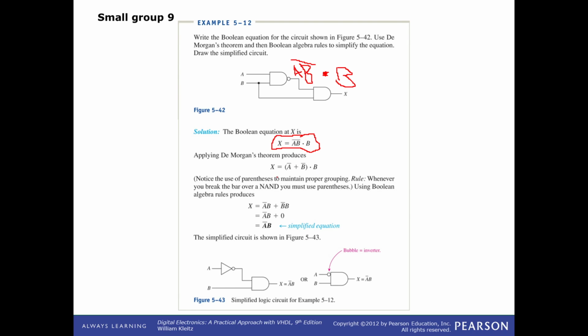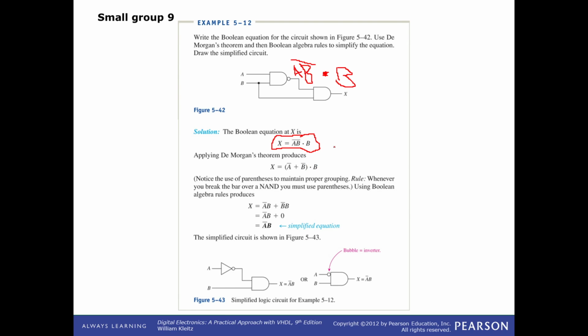If we apply DeMorgan's theorem, we see that A NAND B. We break the bar in between A and B, so A and B have separate bars now, and then we flip the sign from an AND to an OR. So we get that OR symbol between them. And here's where you can put it in parentheses.